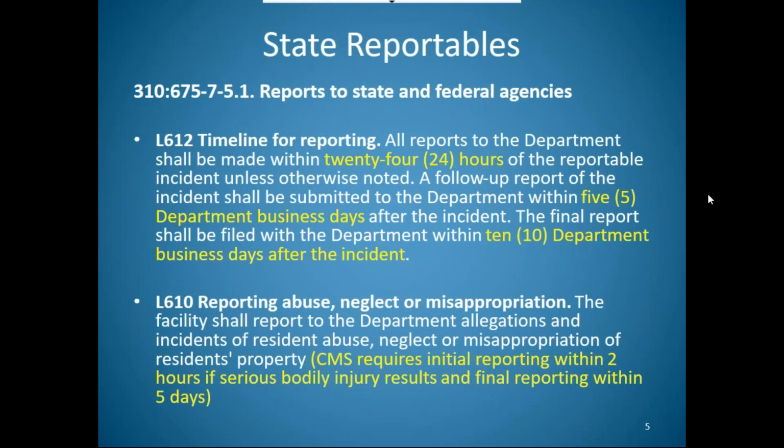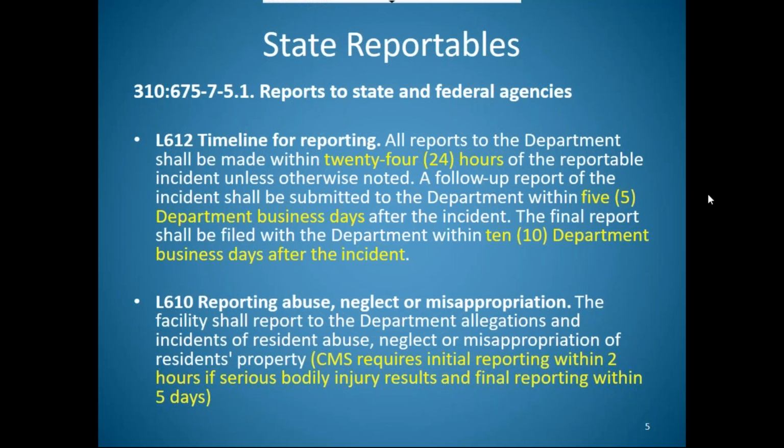This says, all reports to the department shall be made within 24 hours of the reportable incident unless otherwise noted. There are several areas here where it is otherwise noted, and I will bring those to your attention as we go through. A follow-up report of the incident shall be submitted to the department within 5 business days after the incident, and the final report shall be filed within 10 department business days after the incident. So basically, anything needs to be reported within 24 hours. If you're going to make a follow-up, it needs to be done within 5 days, and the final has to be reported within 10.